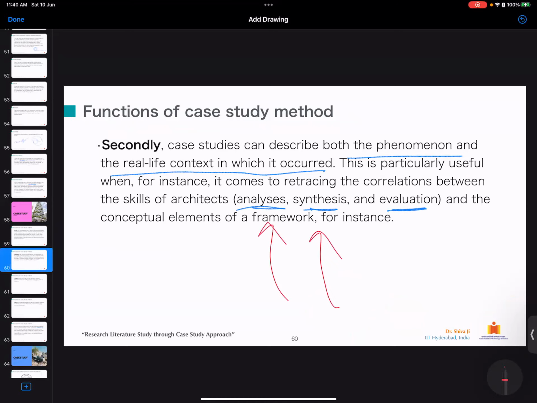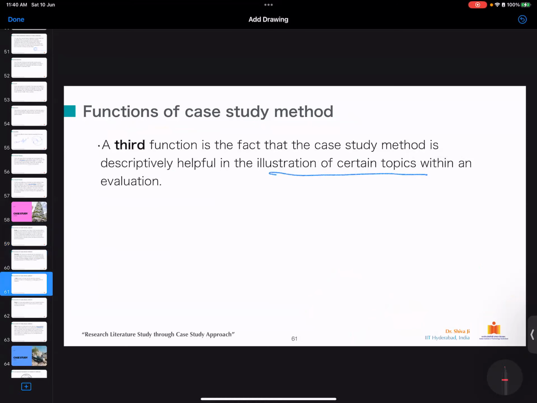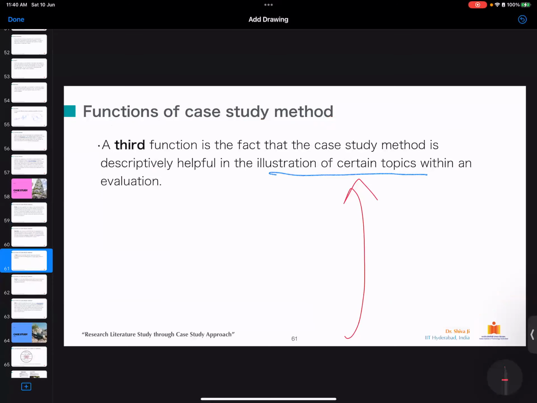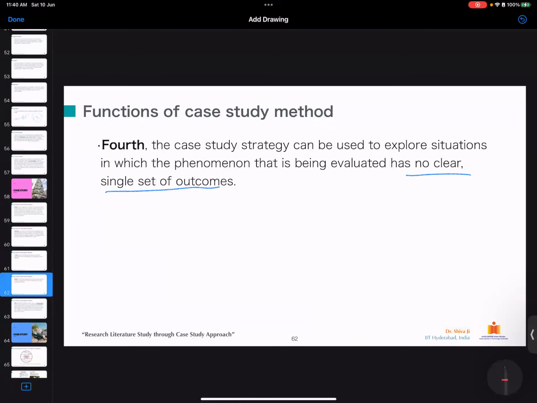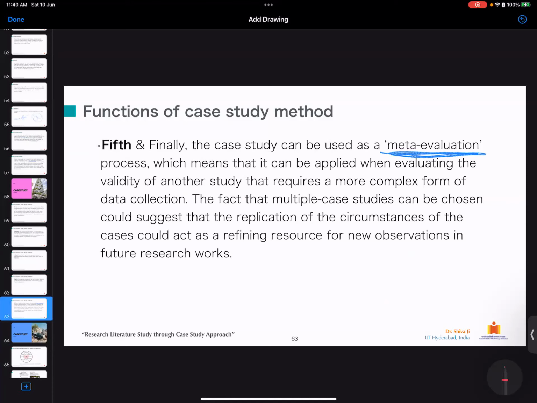It helps with analysis, synthesis, and evaluation. Thirdly, illustration of certain topics within an evaluation. It helps you with descriptive understanding of that. Fourth, case study strategy can be used to explore situations in which the phenomena being evaluated have no clear single set of outcomes. Fifth and final, the case study can be used as a meta-evaluation process, which means that it can be applied when evaluating the validity of another study that requires a more complex form of data collection.